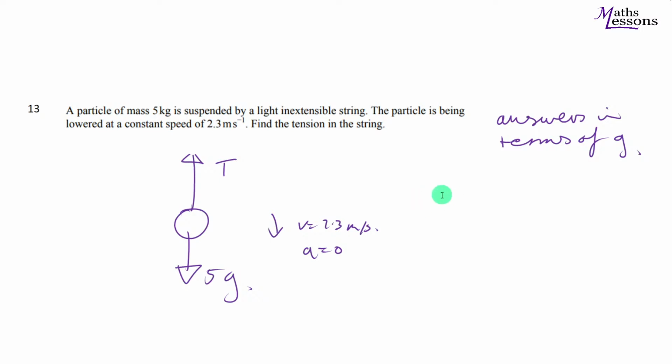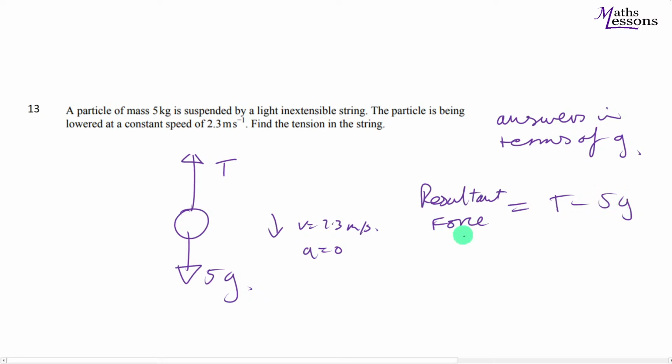So therefore, our resultant force, I'm going to write the word resultant force here to make it easier, will equal T minus 5g. But our resultant force is 0 because there's no acceleration. So we get T minus 5g equals 0, so T will equal 5g newtons.